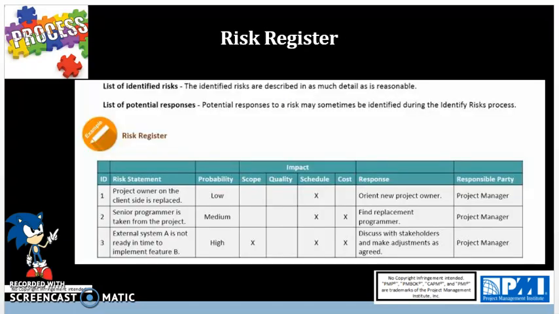And this slide goes over an example of a risk register, which is your primary output of identifying risk. A risk register has a list of identified risks and a list of potential responses. This is getting us geared ready towards risk planning and analysis. So here you see we have all the risk IDs, the risk statements, and the probabilities and impacts it has to scope, quality, schedule, and cost, and the responses as well as the responsible party that will be taken into consideration in preparing for the risk when it happens.